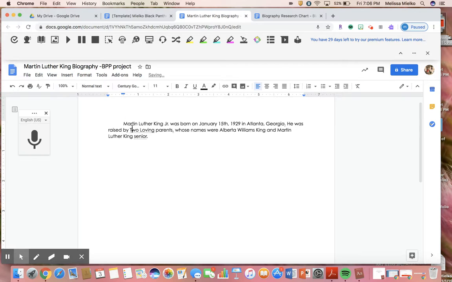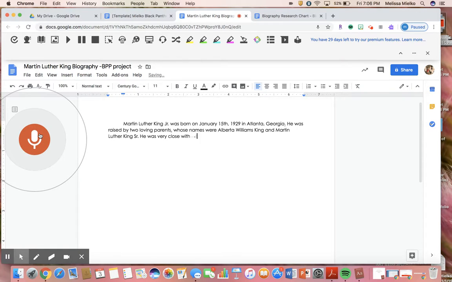Again, I want to edit this a little bit. 2 loving parents would not be capitalized, whose names were Alberta Williams King and Martin Luther King, I want to abbreviate that, Sr. I'm going to even add a little bit more to connect this to who Martin Luther King was. So I'm going to say, he was very close with his parents and shared many similar views with his father, comma, later following in his footsteps as a civil rights activist, period.